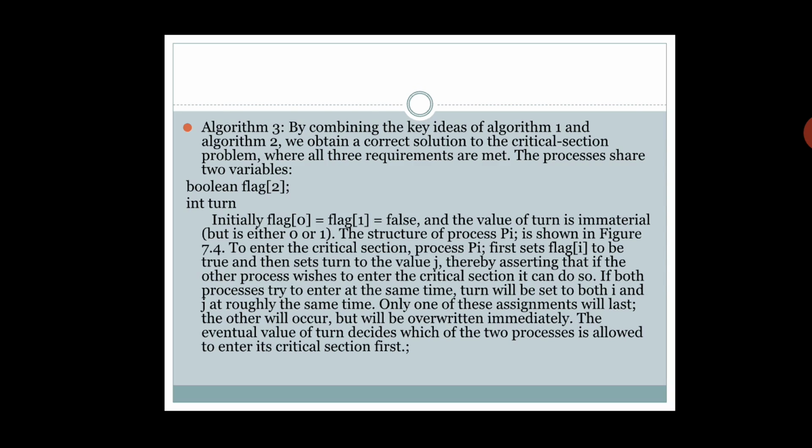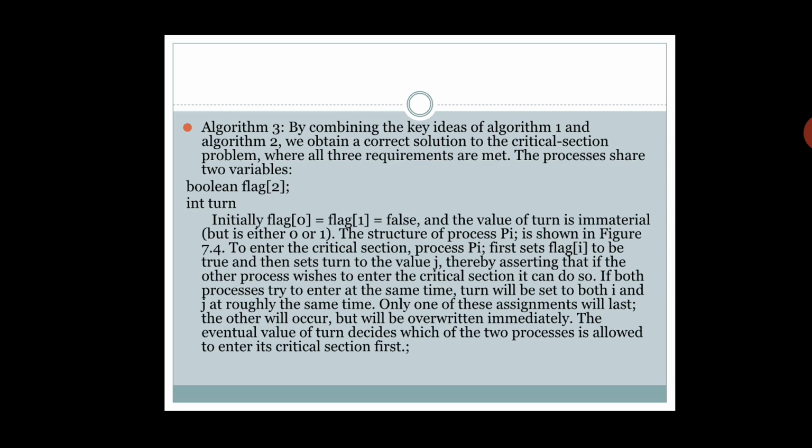Fine, that is the one thing. Now thereby asserting that if the other process wishes to enter the critical section, it can do so. How can it do so? By checking the flag of i value. If it is true, then only the processes are allowed. If it is not true, definitely it is not allowed. Processes are not allowed to get into the critical section. It is as simple as that. Fine.